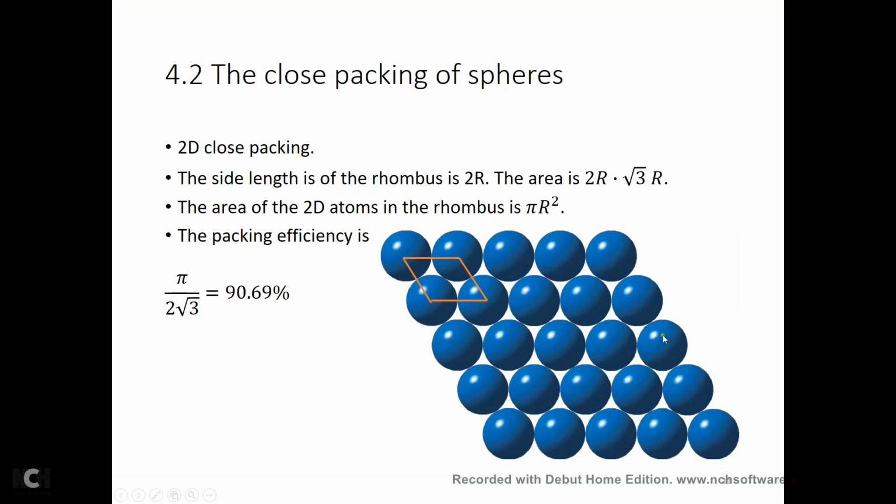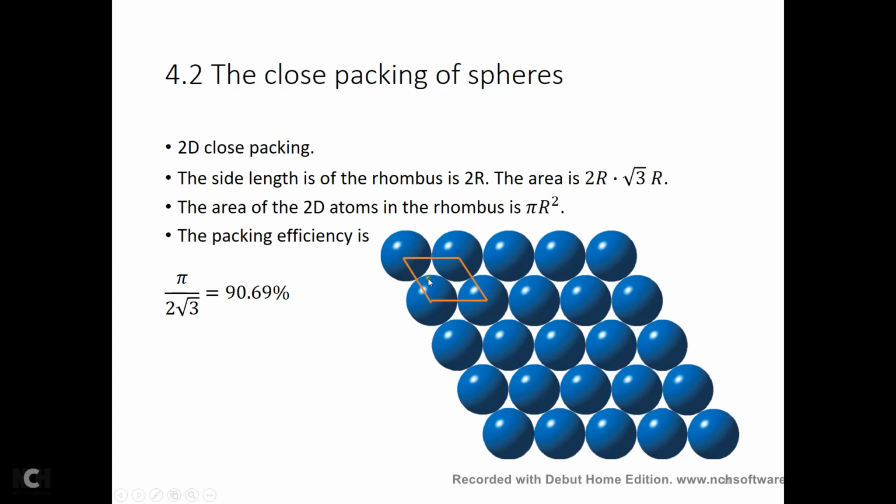Section 2.4, the close packing of spheres. So first, let's look at a simpler two-dimensional close packing scenario. Those are two-dimensional atoms. They are close packed, and we can calculate the packing efficiency by drawing this rhombus with a side length of 2r. So this is r, this is r.